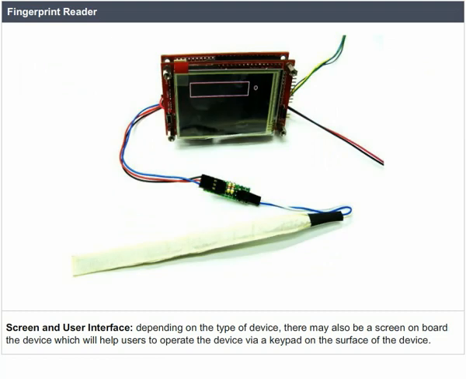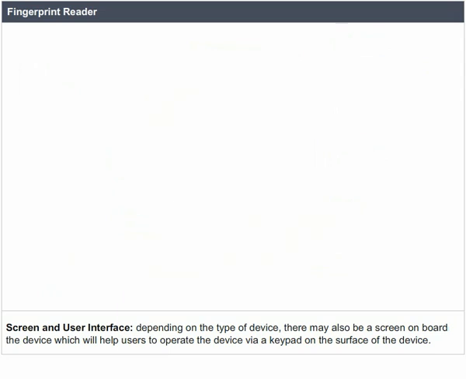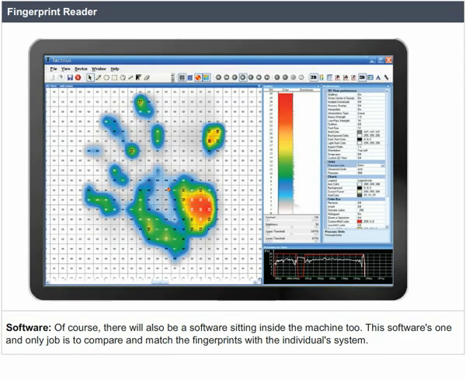Screen and user interface. Depending on the type of device, there may also be a screen on board the device, which will help the users to operate the device via a keyboard on the surface of the device. Software. Of course, there will also be software sitting inside the machine too. This software's one and only job is to compare and match the fingerprints with the individual's system.